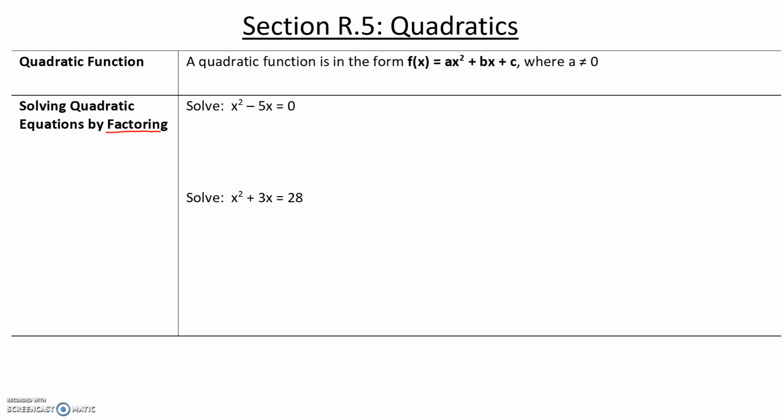So here are the steps to factoring. Step number 1, factor out the GCF, or the greatest common factor. That's always going to be step 1. So between x² and -5x, our greatest common factor is x. So we factor that out.